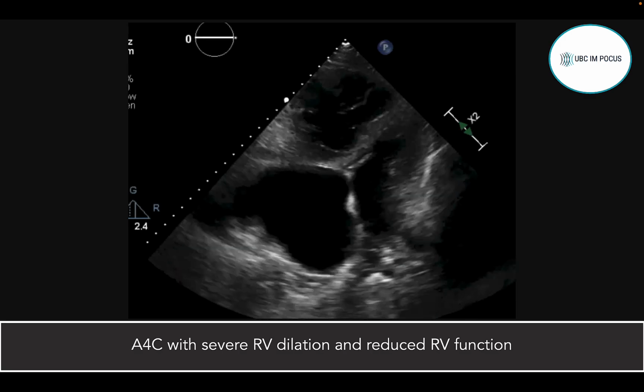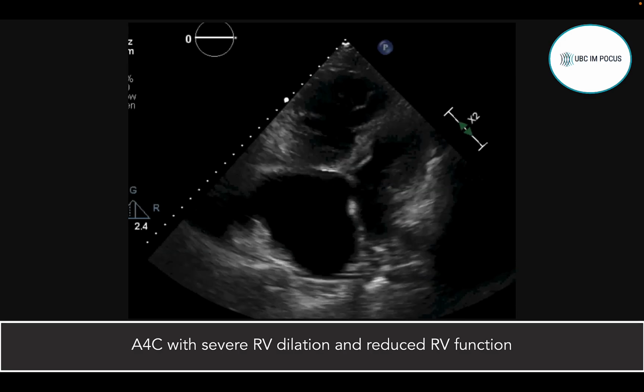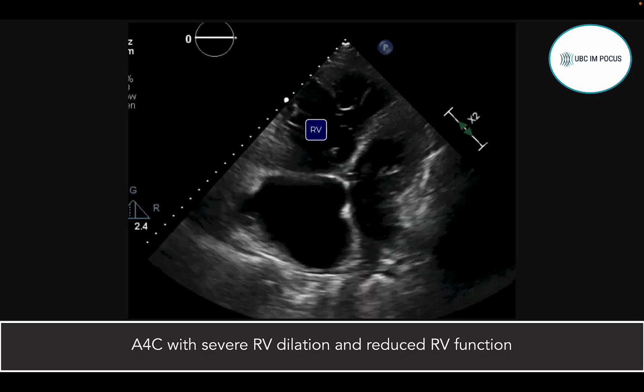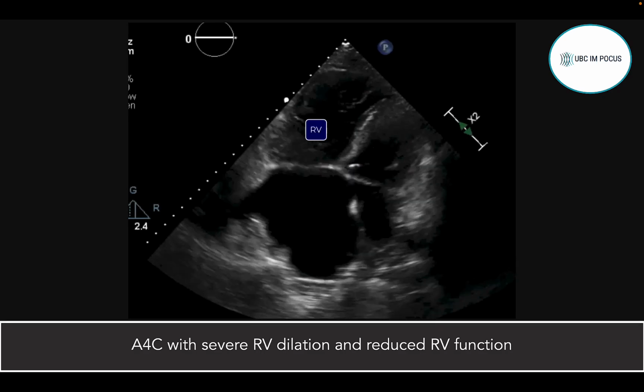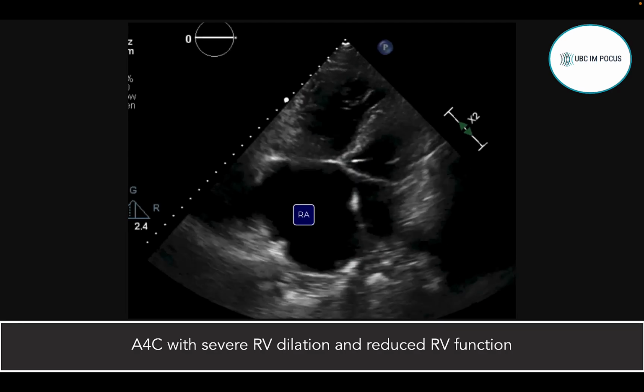This is another really impressive heart. Again, one where you check to make sure your probe isn't flipped. But we see huge right ventricle, so severe RV dilation. We call it severe when the RV is bigger than the LV. Huge right atrium as well.